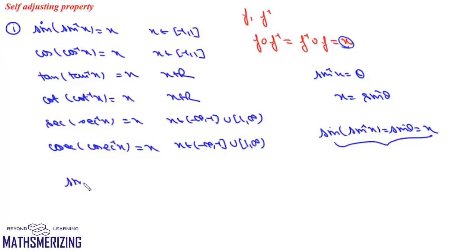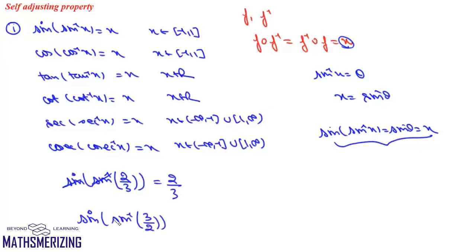So if we have sine of sine inverse 2 by 3, we'll cancel this sine and sine inverse. We can write this result as 2 by 3. But if we have sine of sine inverse 3 by 2, now we cannot cancel it. We cannot write this as 3 by 2 because this sine inverse 3 by 2 in itself is not defined. So all these self-adjusting properties are very simple and they should be used considering the domain of any inverse trigonometric function. Now there'll be questions on the other self-adjusting properties, which are cos of cos inverse x is x and sine of sine inverse x is x if x lies in the domain of the respective inverse trigonometric functions.